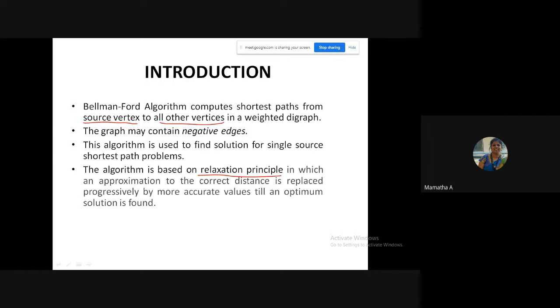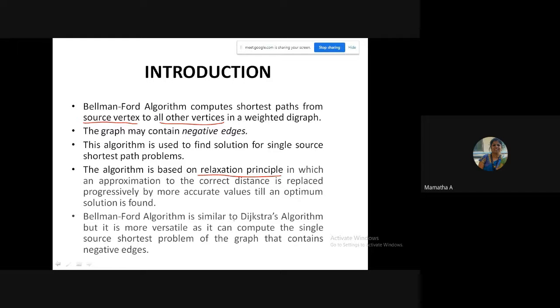Okay, as I told you, Bellman-Ford is quite very similar to Dijkstra, wherein Dijkstra is also one of the algorithms to solve single source shortest path problem, wherein the Dijkstra will not solve for negative edges, whereas Bellman-Ford is more versatile. It can solve even a graph containing negative edges. Remember the difference. These are all your Viva questions, students.